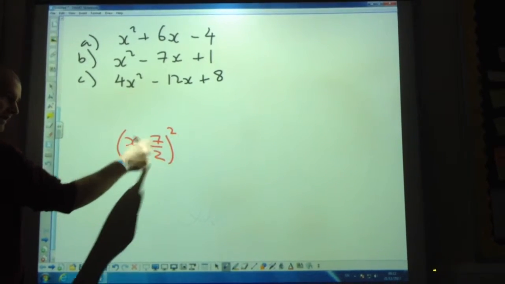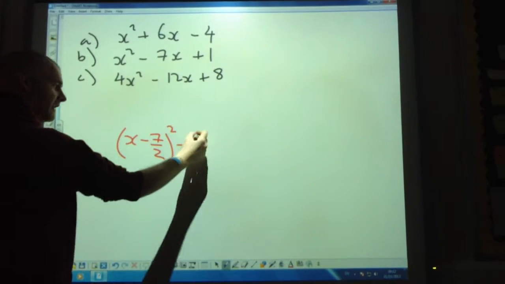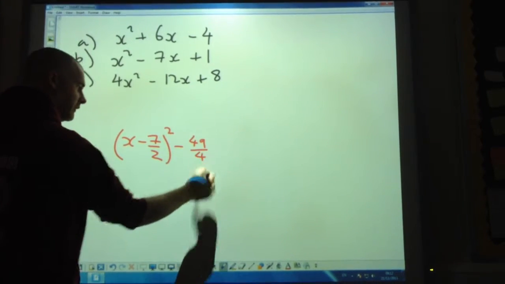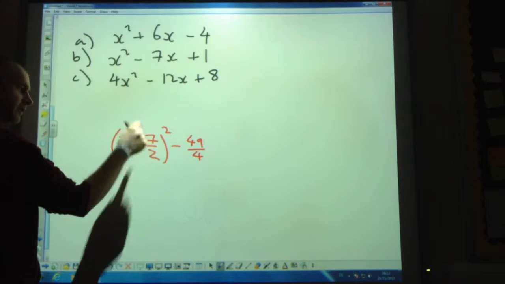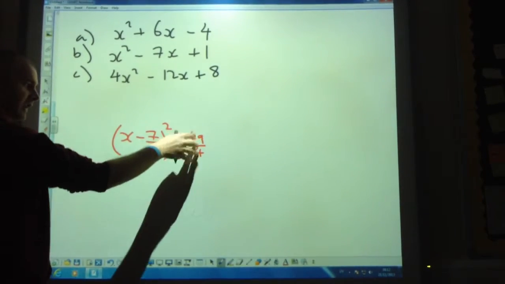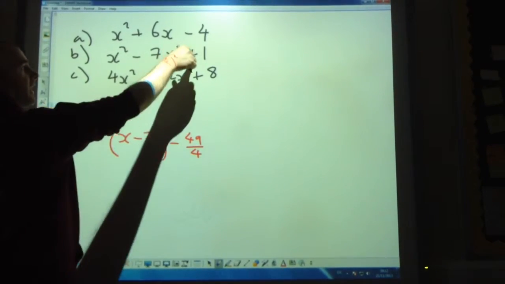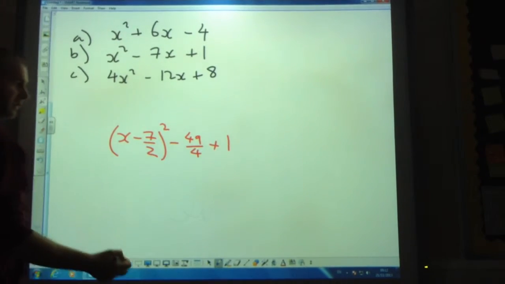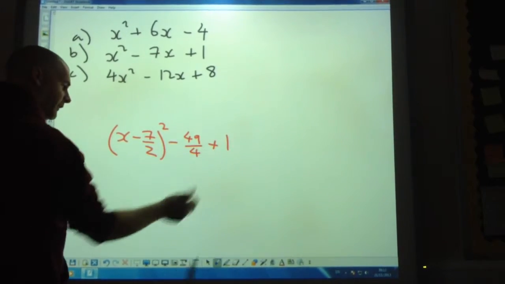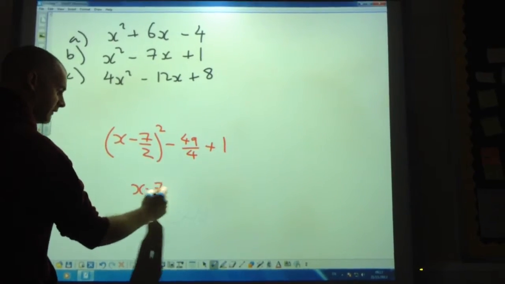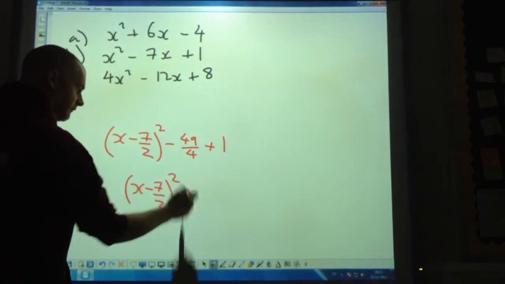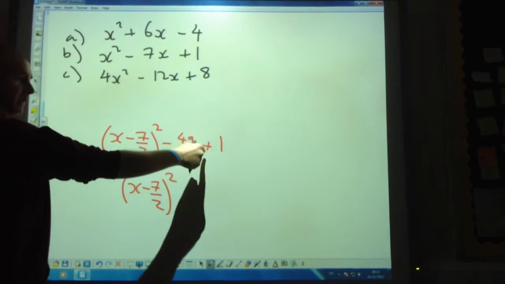You always take away this number squared, so I'm going to take away 49 over 4, because that's what 7 times 7 and 2 times 2 would give me. So that is 7 over 2 squared, and then you add 1. Finally, you combine the last two terms, so you end up with x minus 7 over 2, all squared, minus 49 over 4 plus 1.